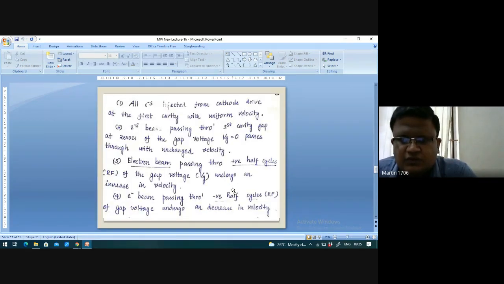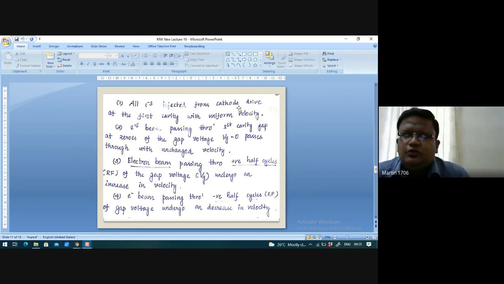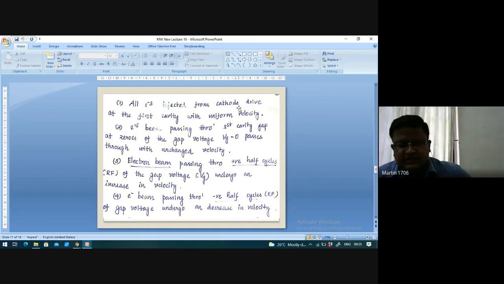Please see, all electrons injected from the cathode arrive at the first cavity with uniform velocity. What it says is, once you apply the potential, the electrons start to move from the cathode and move with a uniform speed, technically called uniform velocity. The second point: the electron beam passes through the first cavity gap at zero of the gap voltage, Vg equal to zero, and passes through with unchanged velocity. The same meaning as I told before.